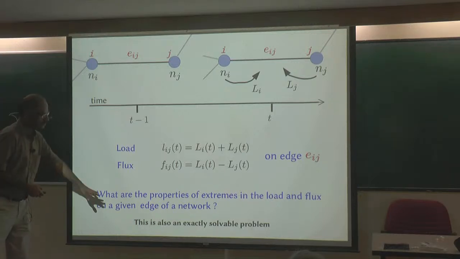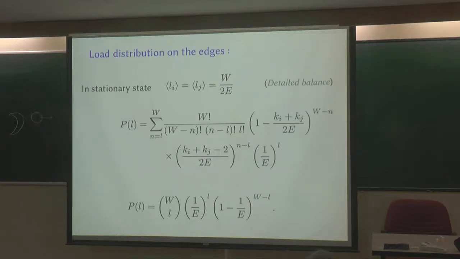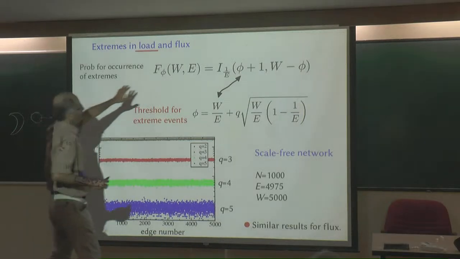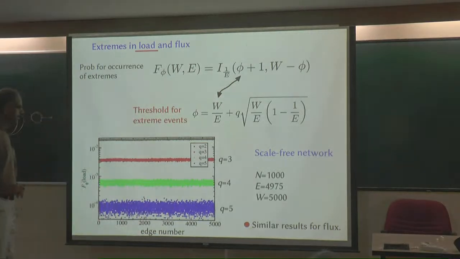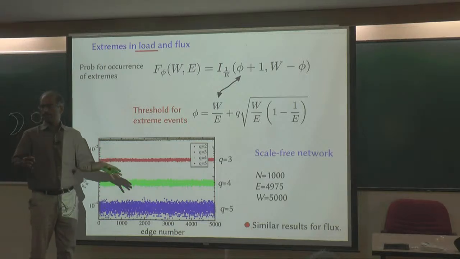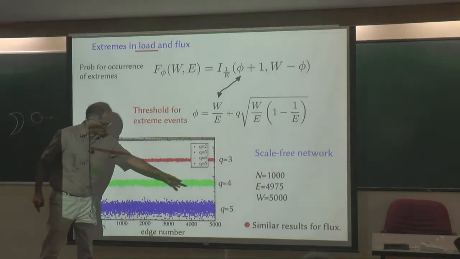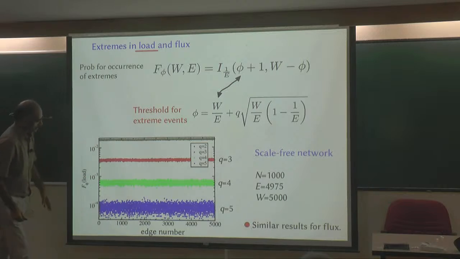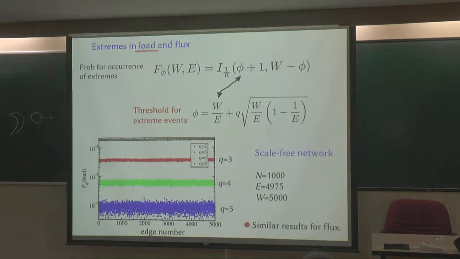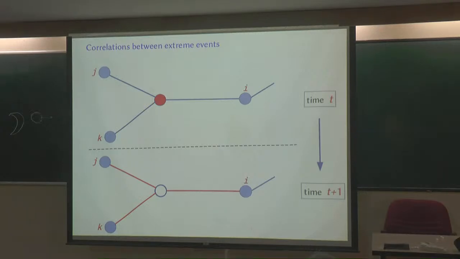Again, it turns out that this is also an exactly solvable problem. So I'm not going to do the derivation here. You end up with another special function and so on. But the interesting thing is that the probability for the occurrence of extreme events in load does not depend on the degree. For the entire network, it's actually a constant. So you can see that it's a constant for a given value of q, the given value of the threshold for extreme events that you set. So it's very different from what we saw for a node on the network.